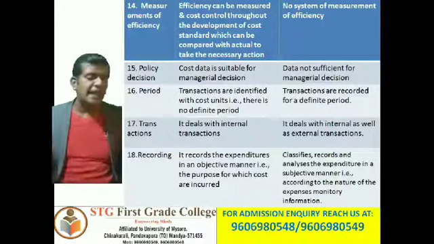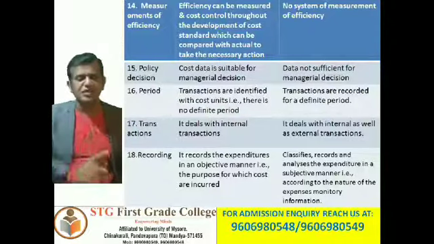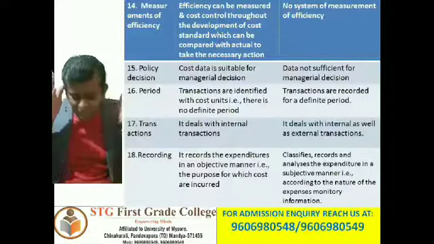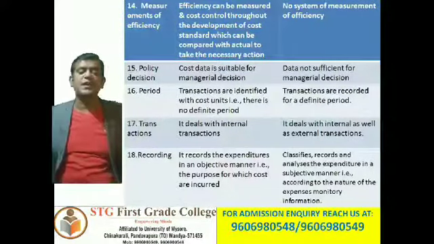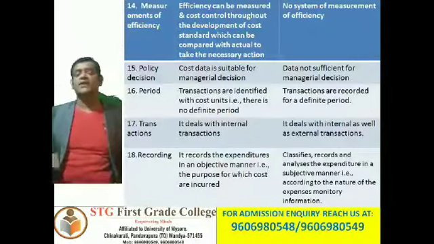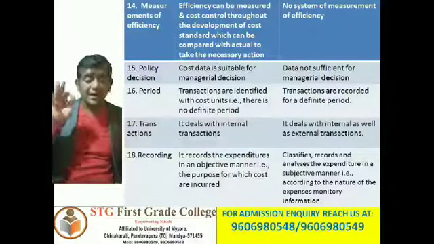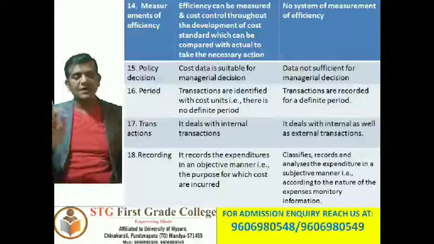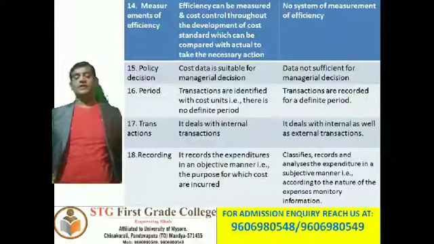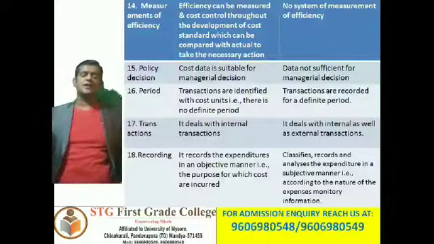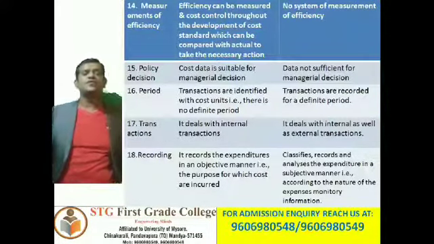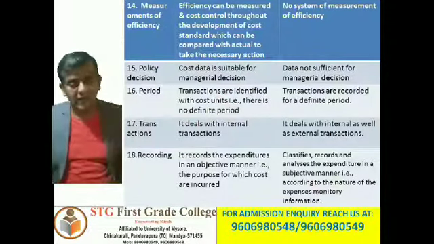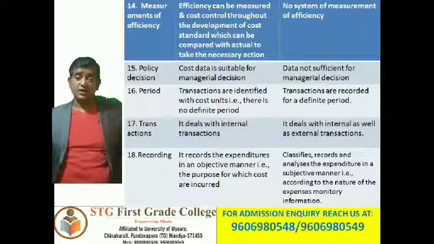So next is the 18th point, recording. It records the expenditures in an objective manner, that is the purpose for which cost is incurred. It is clearly well defined. So for what purpose we are incurring a cost. But here, in financial accounting, we will have a classification of records and analyze the expenditure in a subjective manner. So what is that subjective manner of analysis? According to the nature of the expenditure, monetary information will be provided under financial accounting. So the nature of that particular transaction is always important under financial accounting.